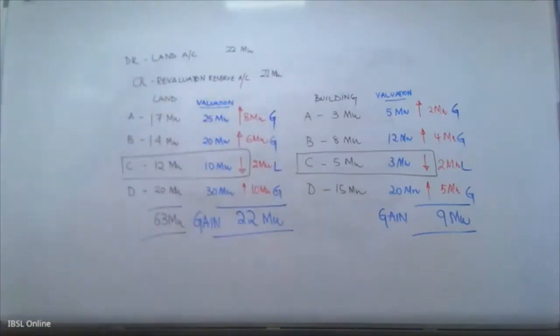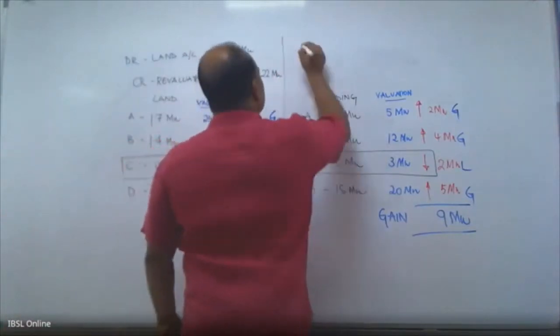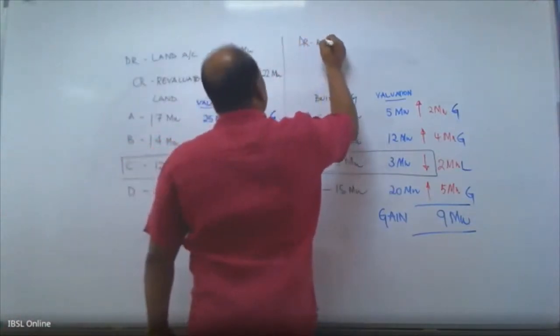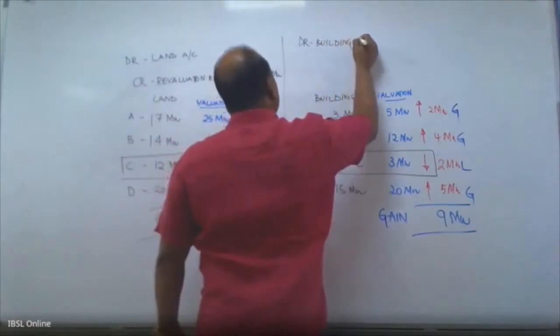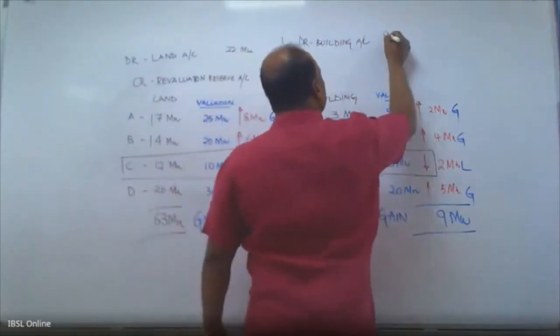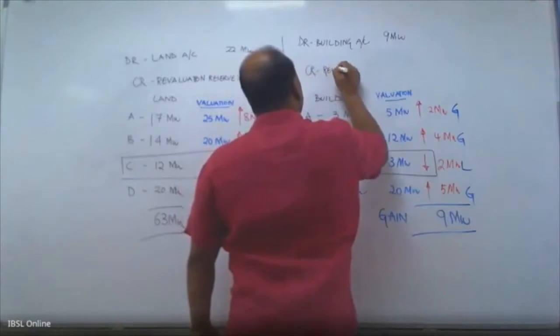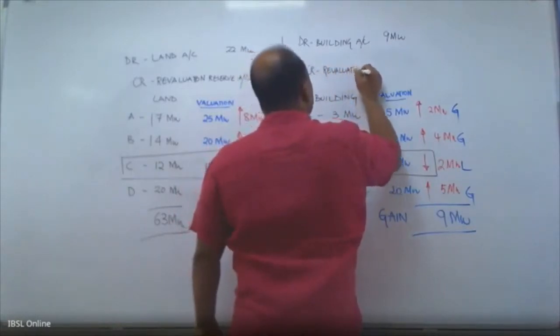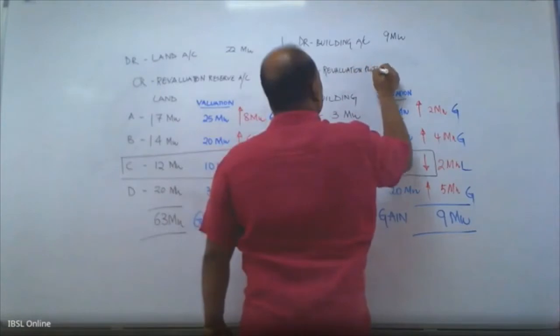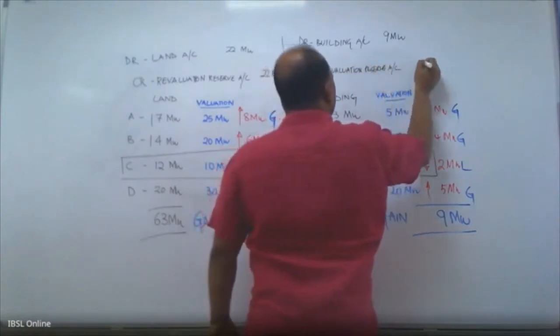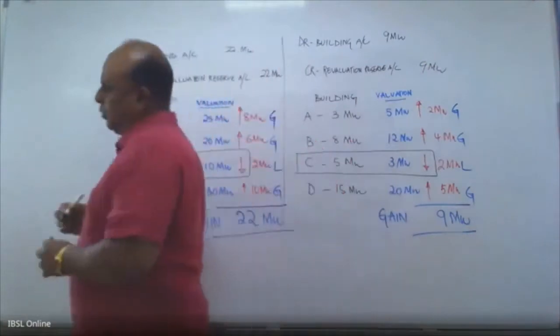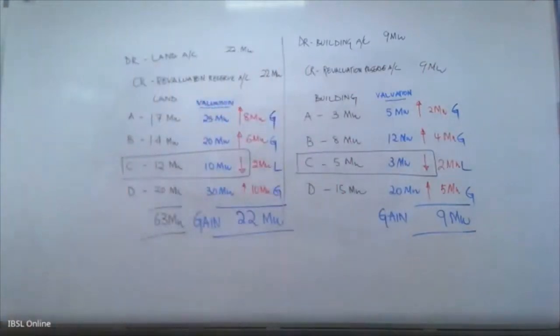Similarly, for the building also, you will debit the building account for 9 million and then credit again goes to revaluation reserve account, 9 million. So please take down the two journals, very important. All fair value gains or losses will have to be recorded in the revaluation reserve.